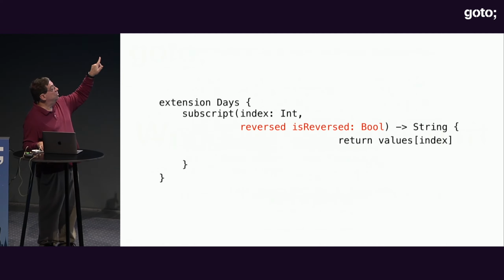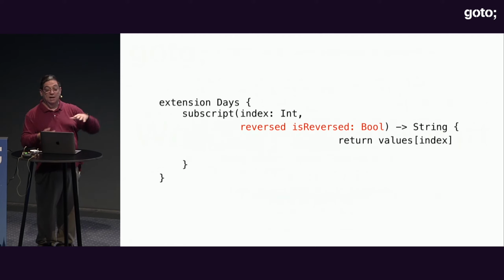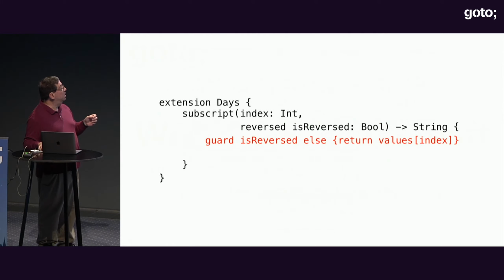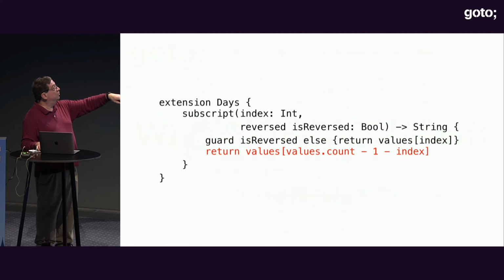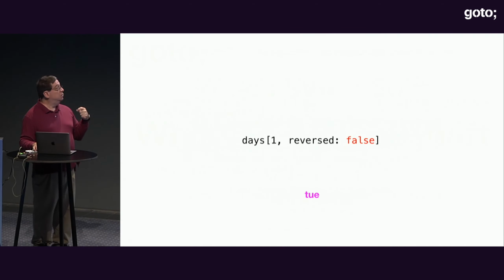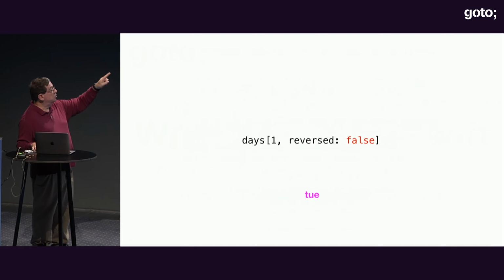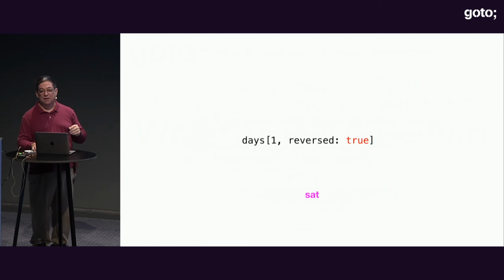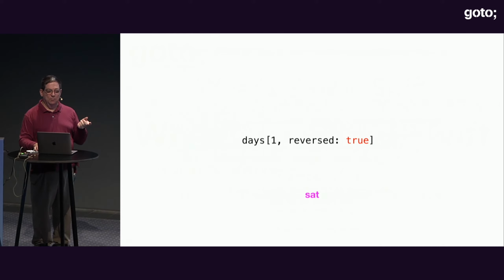Your first parameter is still the index, but you can say I have other parameters that I pass in. Maybe isReversed is one of them. When I reach in there, if I'm in the regular order, I'll return values[index]. If I'm reversed, I'll count from the other direction. So days[1], where reversed is false, is Tuesday, still going in regular order. But if it's true, it's Saturday. And this second parameter in subscripts is really powerful. Something you're going to like.